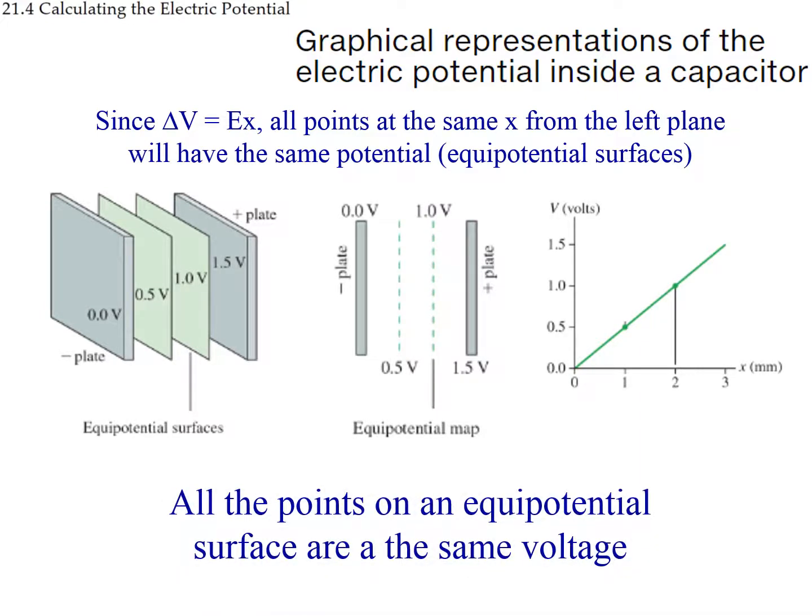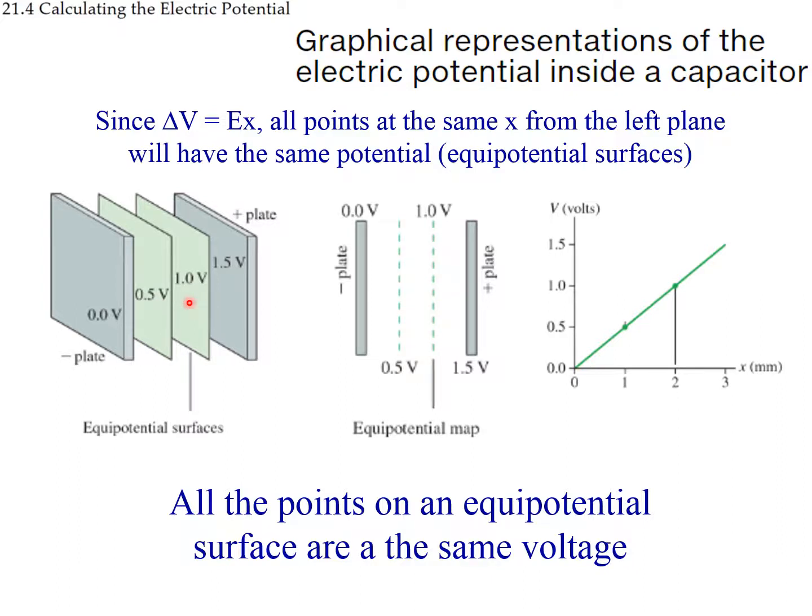Well, looking at what we had before, it turns out that the potential will depend on x, being the distance from this plate that we're arbitrarily setting to 0 volts. So as we move in x away from that plate, the electric potential is going to be increasing linearly with x, just like we have here. All the points that are at the same x away from this plate are going to have the same electric potential. For instance, we can draw this plane here that has 0.5 volts. All of the points there are at the same potential, 0.5.